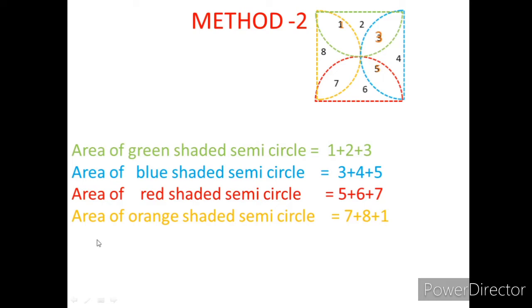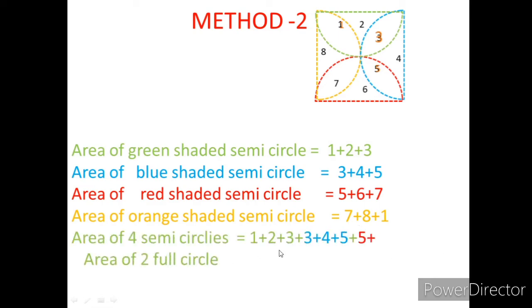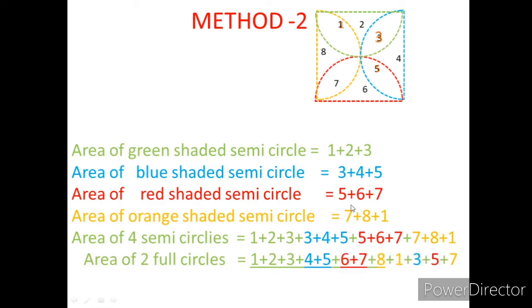Okay, isn't it? Now I am going to find the total area of these 4 semicircles. So what is the total area of these semicircles? How can you get the total area of these 4 semicircles? You add this one, this one, this one, and this one. Now the step will be like this. Area of 4 semicircles is equal to, first I will take 1 plus 2 plus 3, then blue color 3 plus 4 plus 5, then red color 5 plus 6 plus 7, then yellow color 7 plus 8 plus 1.